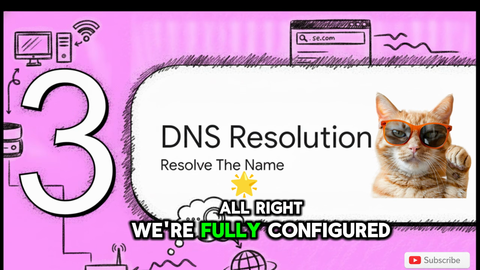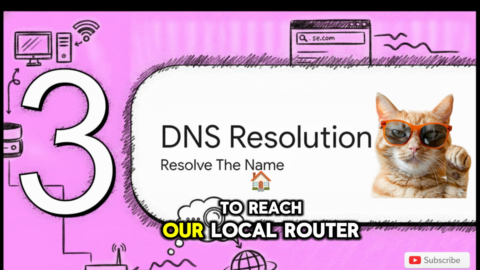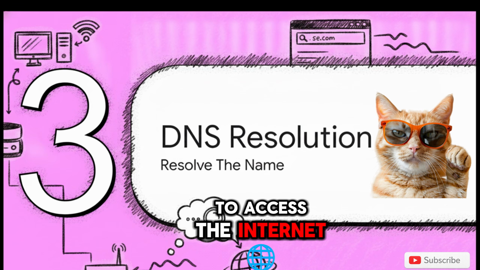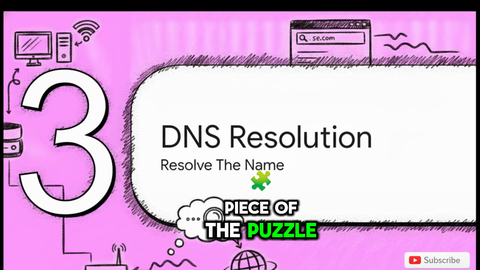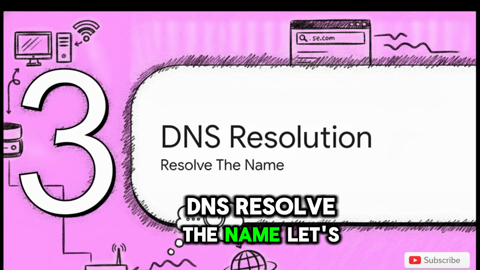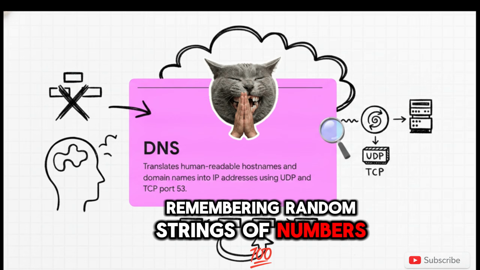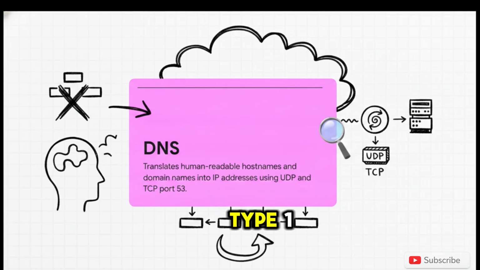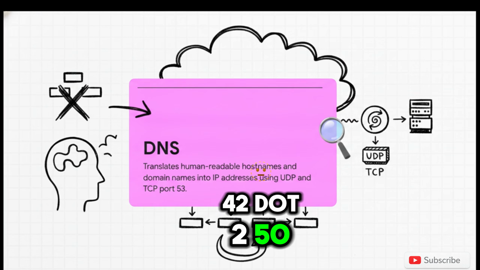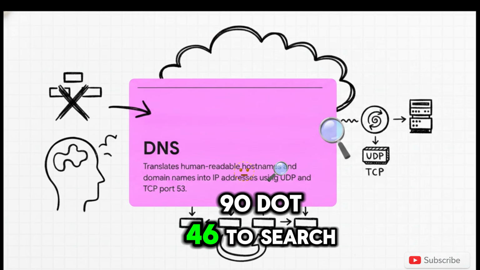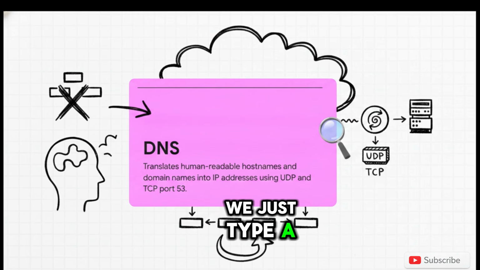All right, we're fully configured, and we know how to reach our local router to access the internet. Now for the final piece of the puzzle, DNS, resolve the name. Let's be honest, humans are terrible at remembering random strings of numbers. That's exactly why we don't type 142.250.190.46 to search the web. We just type a domain name.